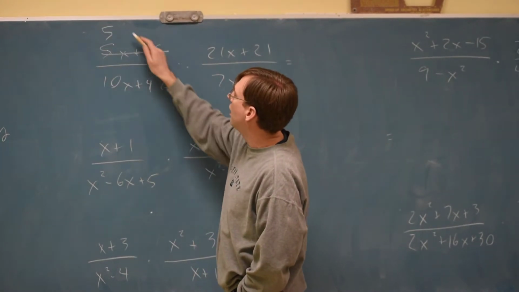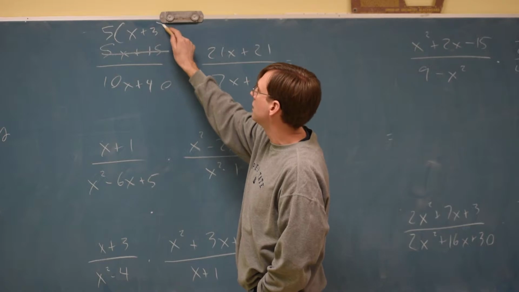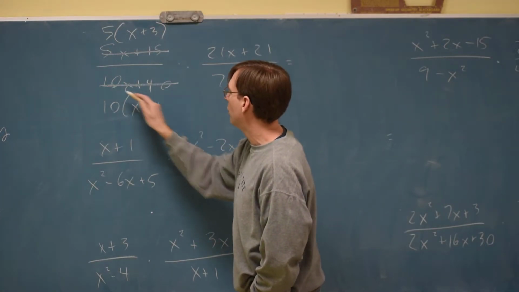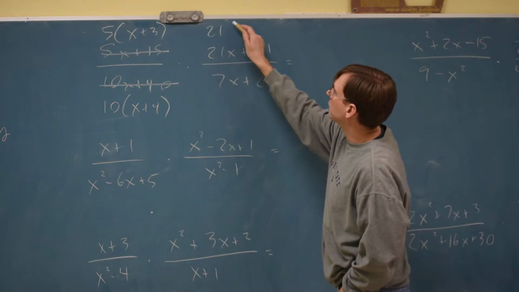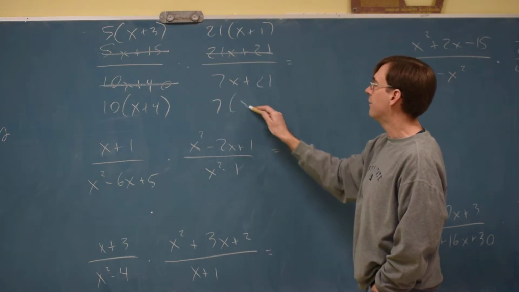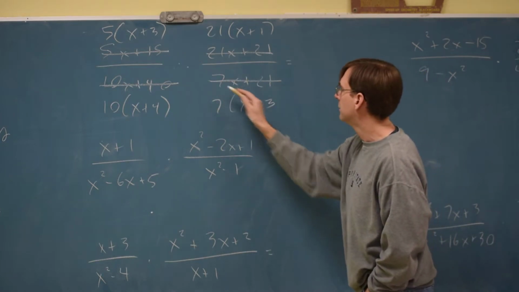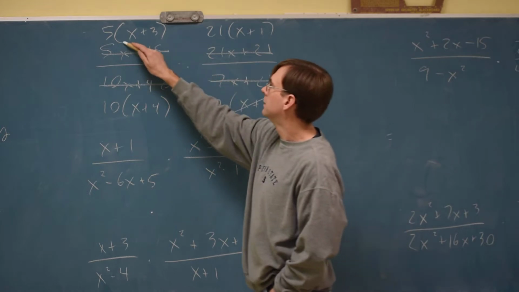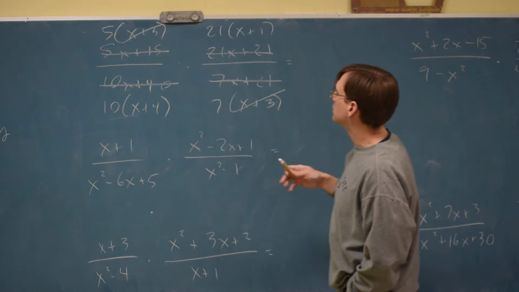So factor off of 5 to get x plus 3. Factor off of 10 to get x plus 4. Factor off a 21 to get x plus 1. Do a 7 to get x plus 3. And then we look for matches. X plus 3's. That's it. That's all we've got.